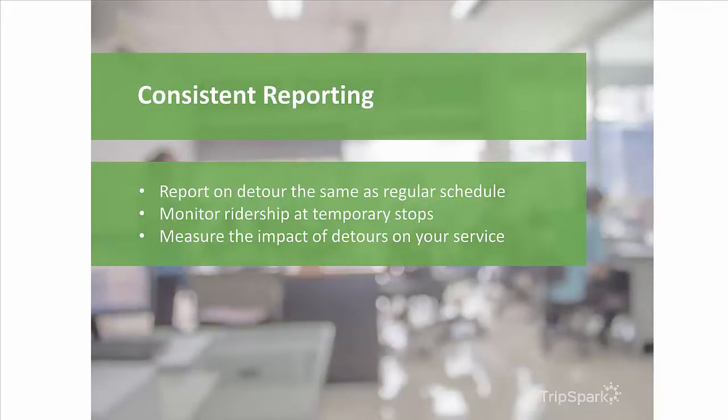Streets collects data for detour routes, the same as it does for a regular route. Therefore, you have the ability to include all your detour miles along with your regular scheduled miles. You'll be able to measure and perform analytics on ridership at temporary stops just the same as regular stops. And with the data Streets collects, you'll be able to assess how detours impact the service your agency provides.